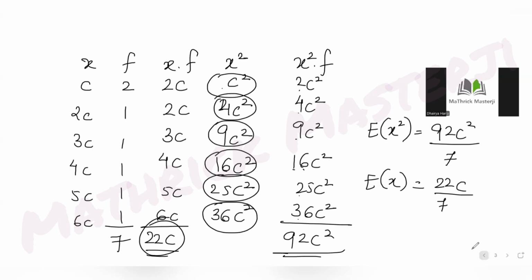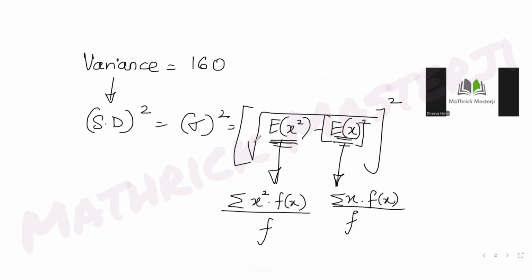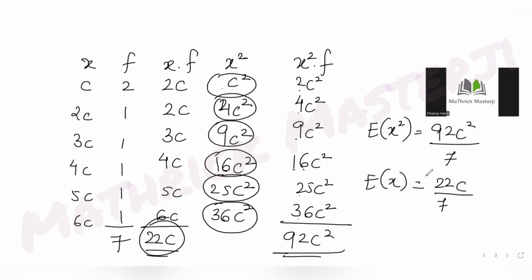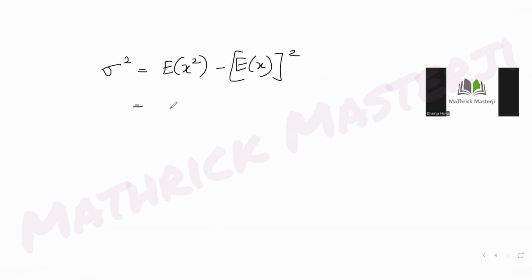So I know the standard deviation and I know now the variance formula. So it is nothing but square root of square. So square root and square cancels. You just have to do this. So E of x square minus E of x the whole square. So E of x square we just figured out, which is 92c square over 7, minus E of x the whole square, which is 22c over 7 the whole square.